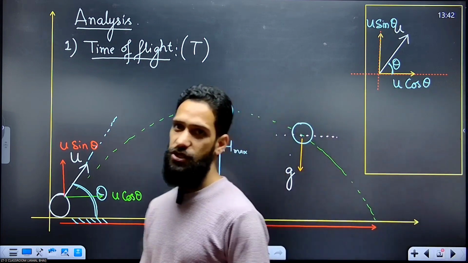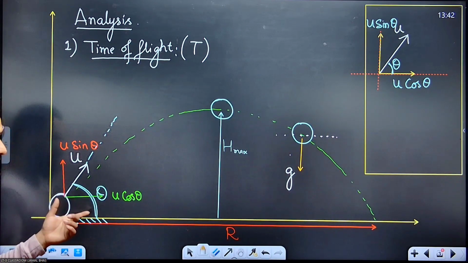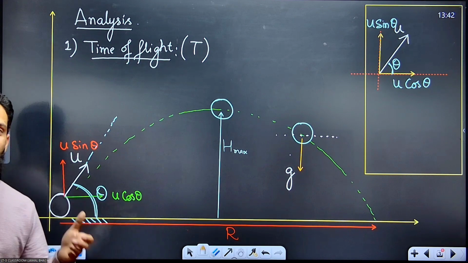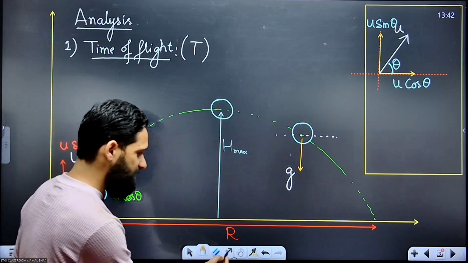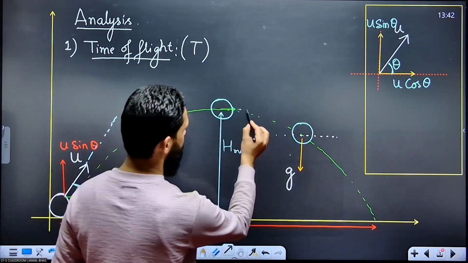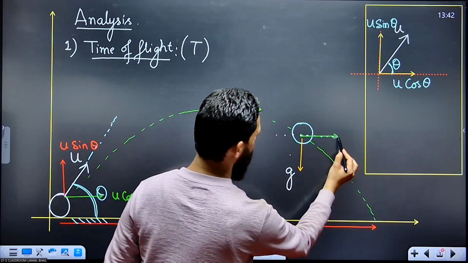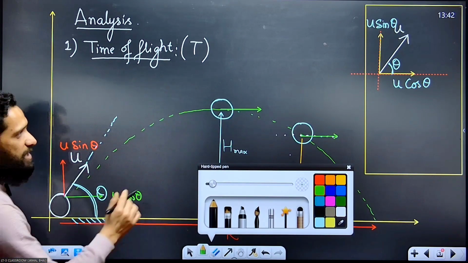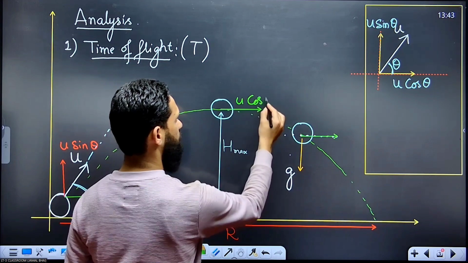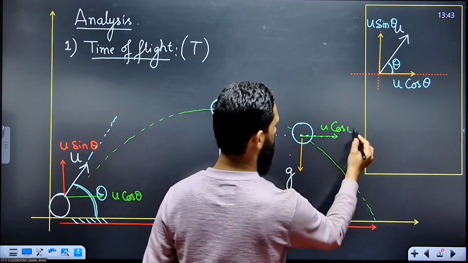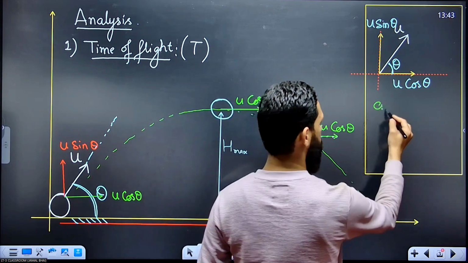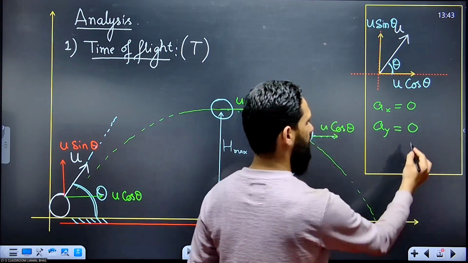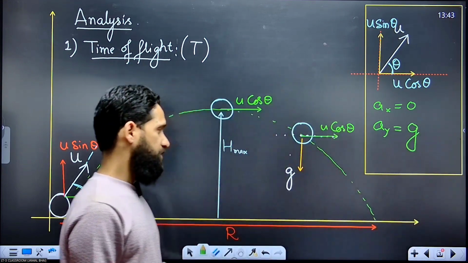So what will happen to the components of these velocities? Anywhere we see the ball has the x component as u cos theta, and it will always remain the same. It will never change. So the x component of the ball is never going to change. And why so? Because there is no acceleration in the x-axis. So we say the x component of the ball is always u cos theta. And why is it so? Because the x-axis acceleration is 0, but in the y-axis the acceleration is the acceleration due to gravity.